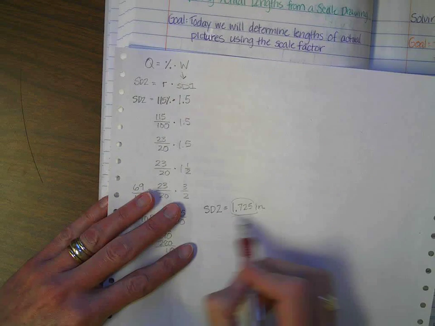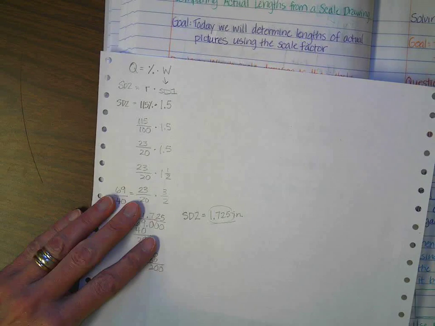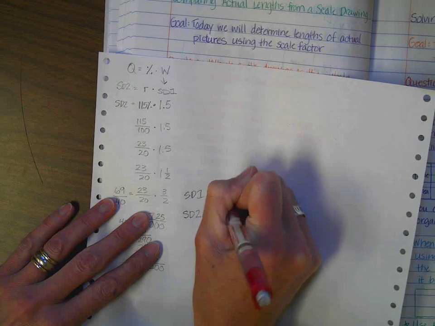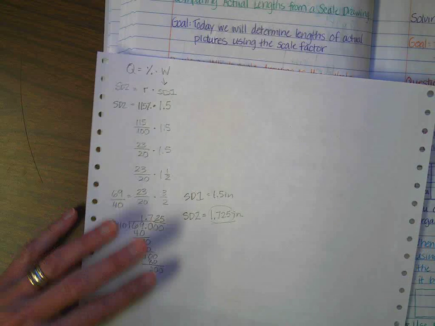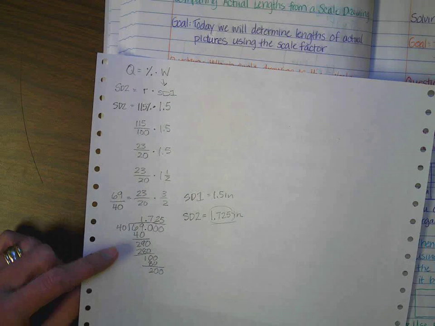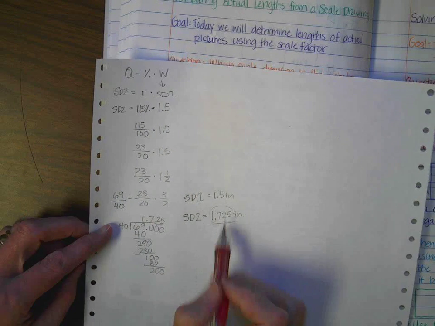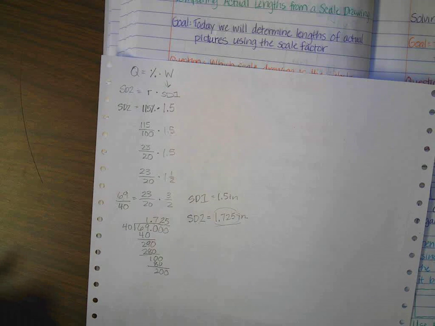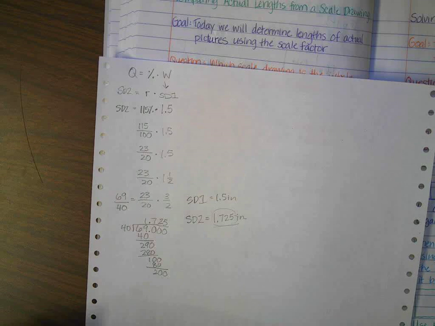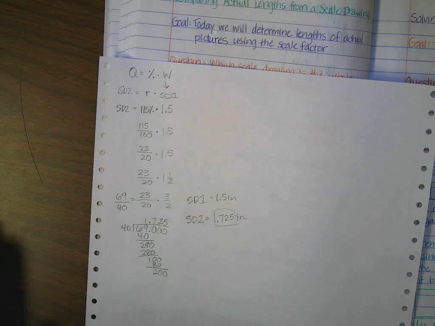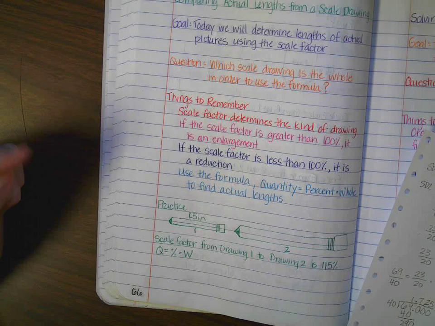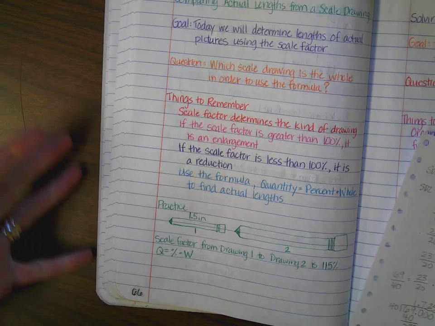Is this length larger than 1.5? The answer is yes, because scale drawing 1, remember, was 1.5 inches, and scale drawing 2 is 1 and 725 thousandths inches. So it is larger, so the scale factor worked. That's all you have to do. We're going to have several problems. They're going to vary in complexity, so they will be a little bit harder. But if you remember these key things, you should be able to handle them no problem.